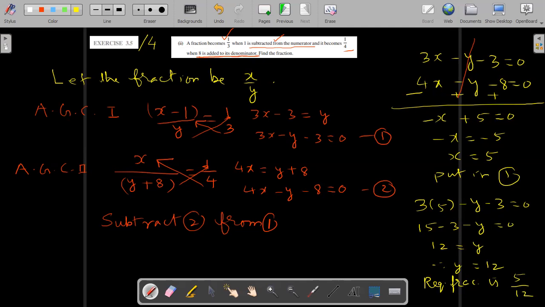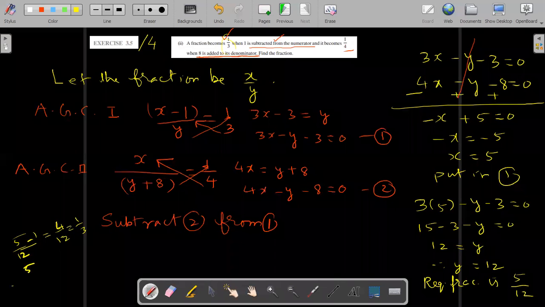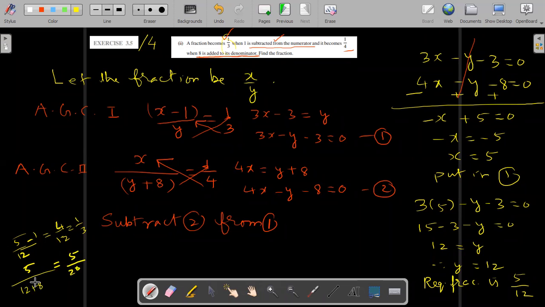You can check it. 5 by 12. If we subtract 1 from the numerator, that means 5 minus 1, 4 by 12. 4 1s are 4, 4 3s are 12. It will become 1 by 3. Correct. And then 5 upon, you add 8 in the denominator, 12 plus 8, it will become 5 by 20. 5 4s are 20, so 1 by 4. It will become 1 by 4. So our answer is correct.